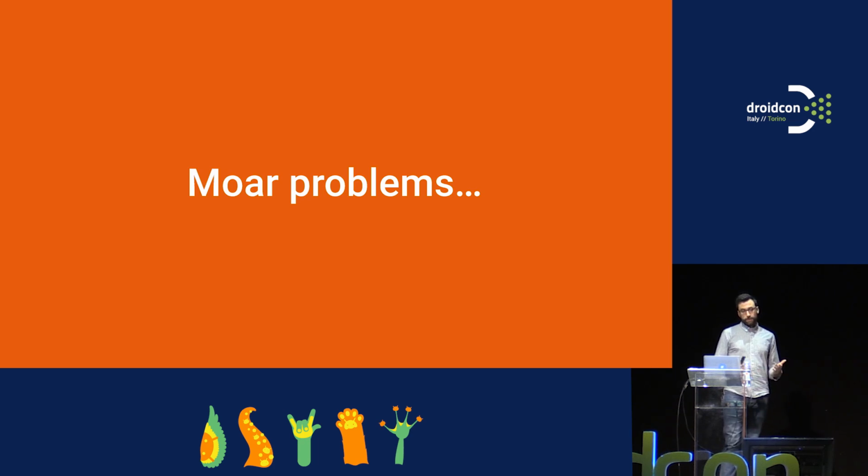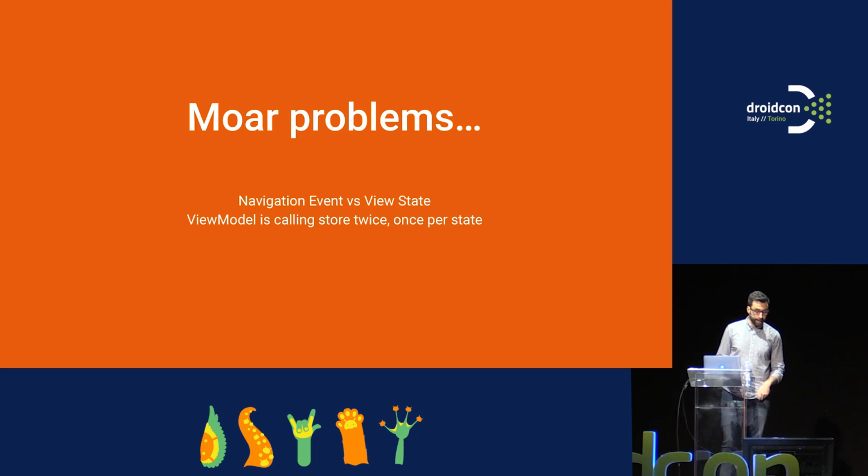Also, navigation events are not really a view state, right? You're not displaying anything on that screen, you're actually moving to a different screen. So how can we handle it? As we said, the view model is being called twice. It's calling the store twice to display two different states. So there's something that we could be doing better.